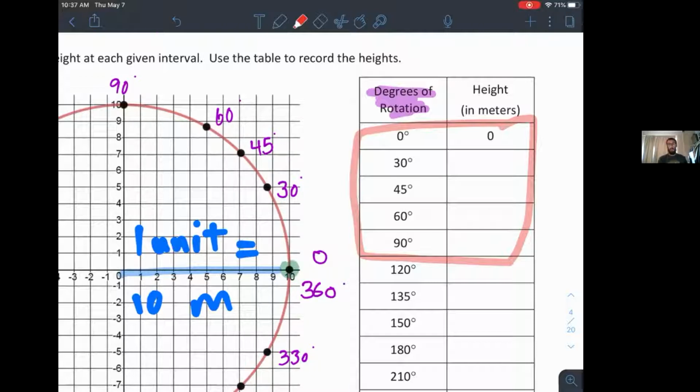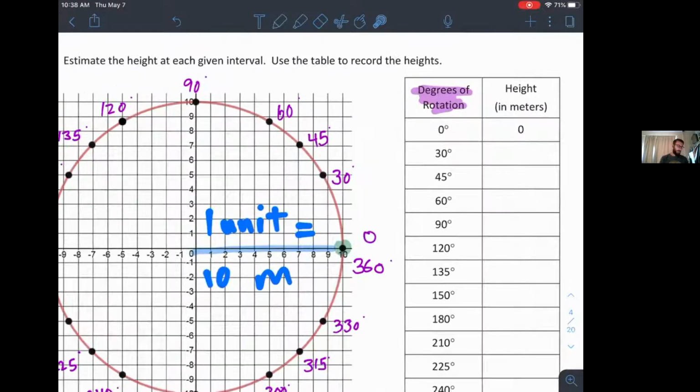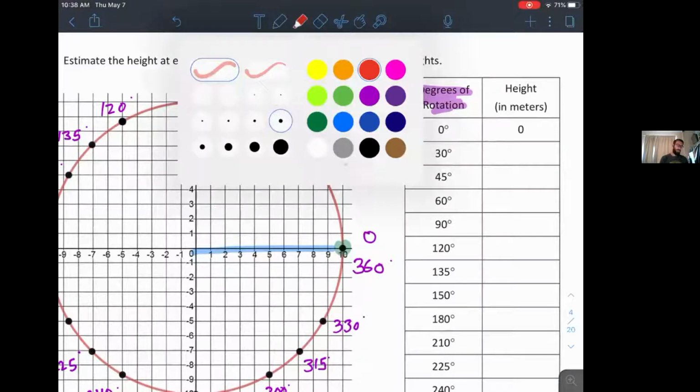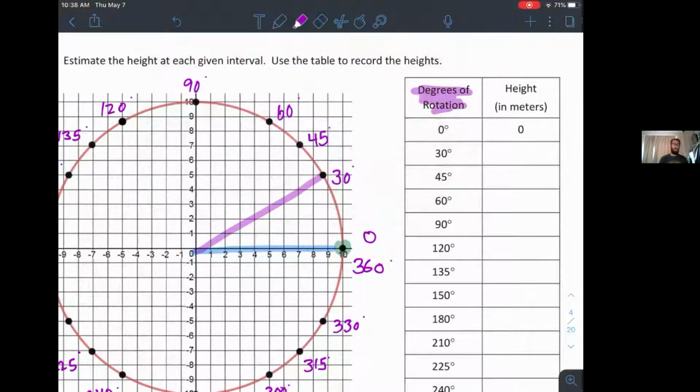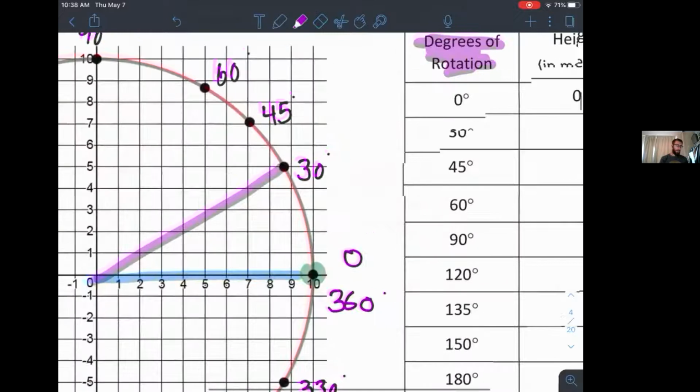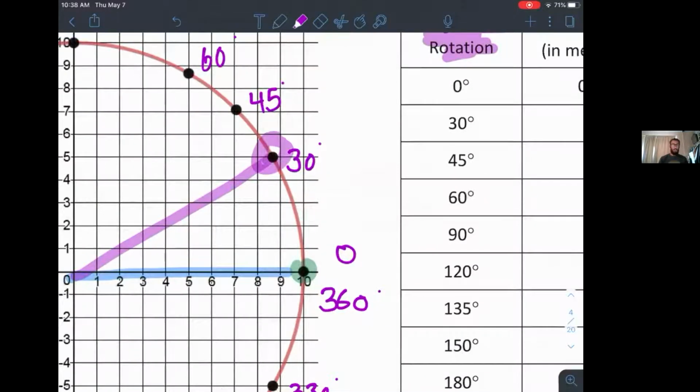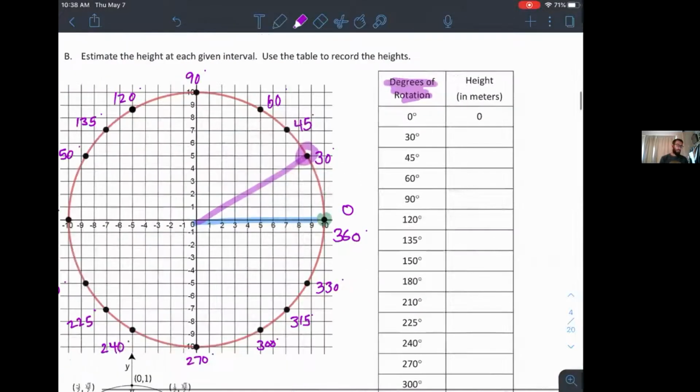Right from the jump, they give us one of them, and that's at a 0-degree rotation, before the Ferris wheel even started to move. If we started here, then naturally we have moved 0 meters in height. Now the question is, after a 30-degree rotation, we're now up, and we are at this spot here as a car. The question they're now asking is the following.